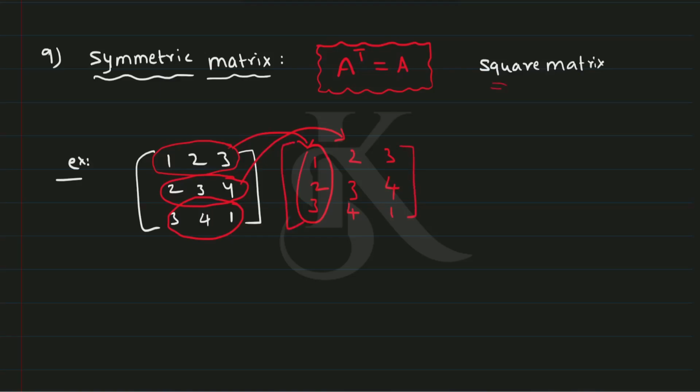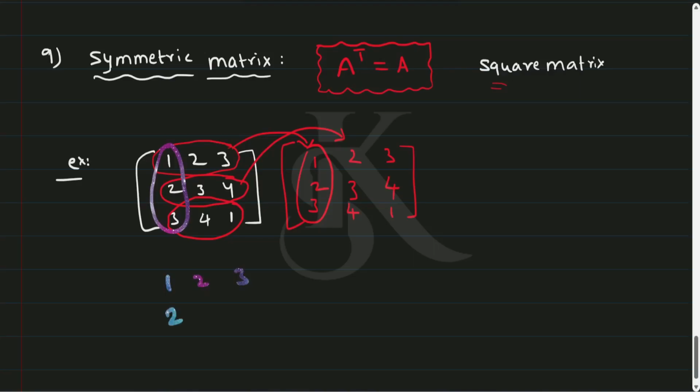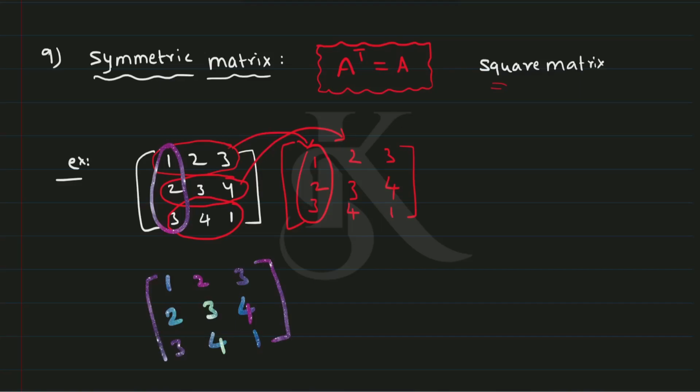Not only this way: if we write this column as a row 1, 2, 3, the next column as 2, 3, 4, and the first column as 3, 4, 1, it is the same, right? So just like that, with any one method, if this is the same, then we call it a symmetric matrix.